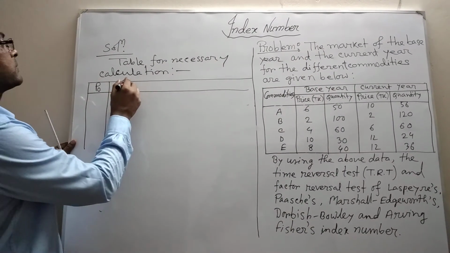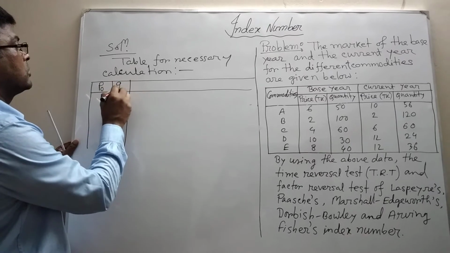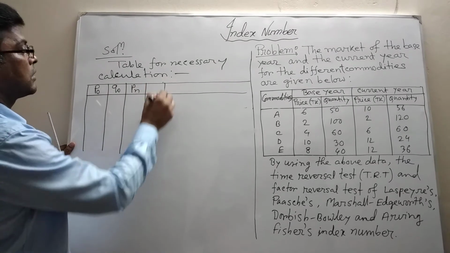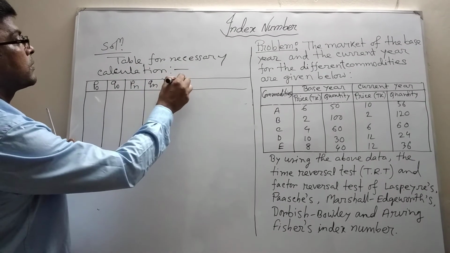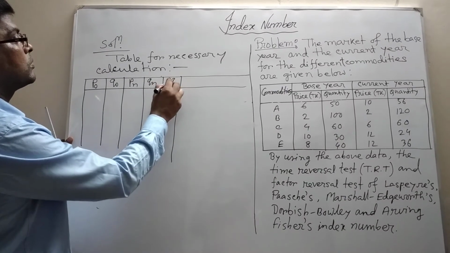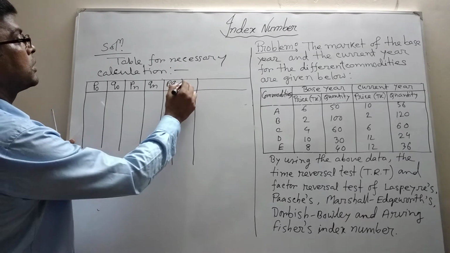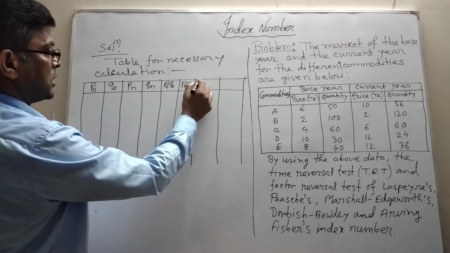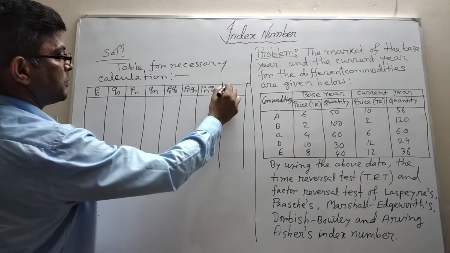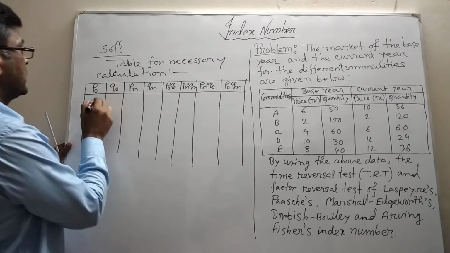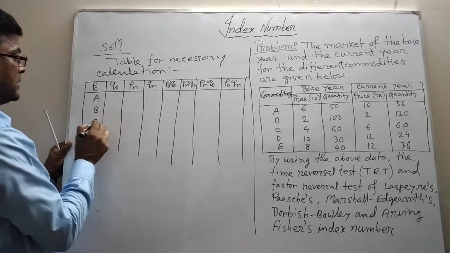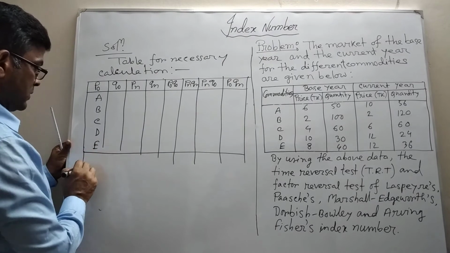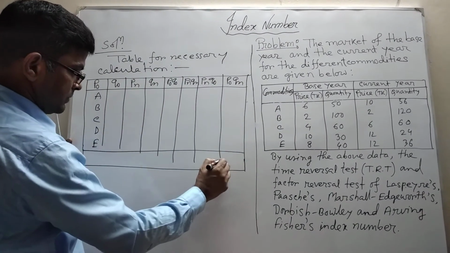We can write Q0, Pn, Qn, P0Q0, PnQn, PnQ0, and P0Qn, for commodities A, B, C, D, and E. Finally, the sum total.